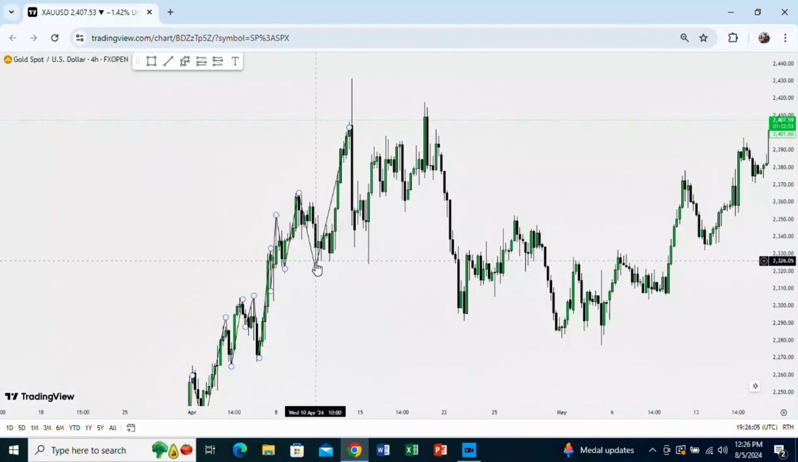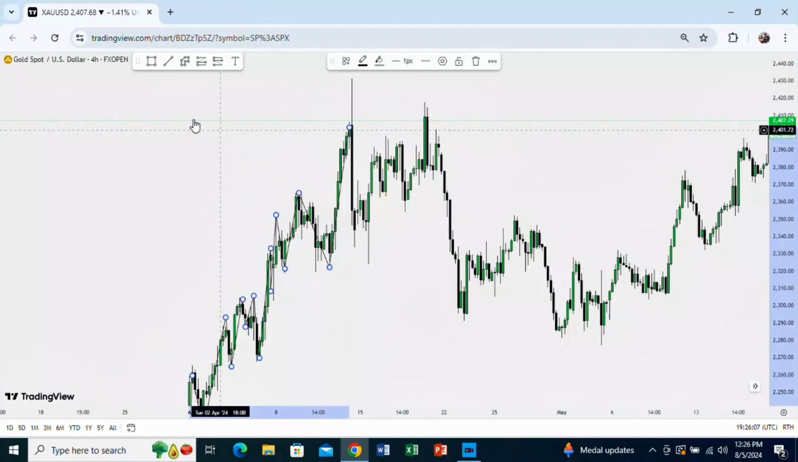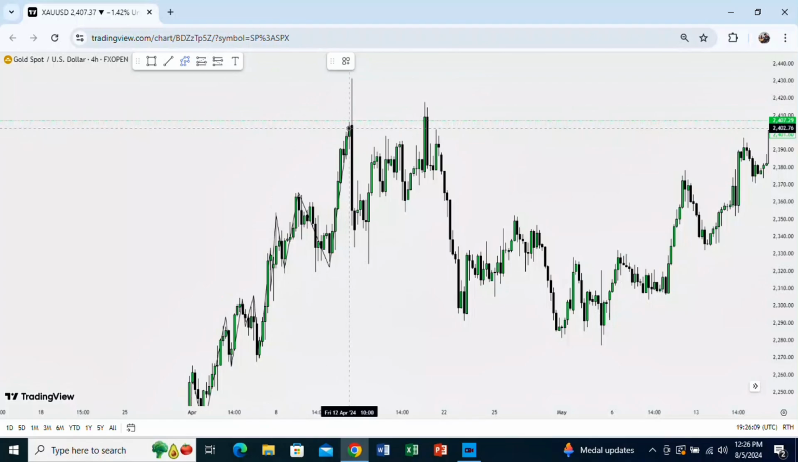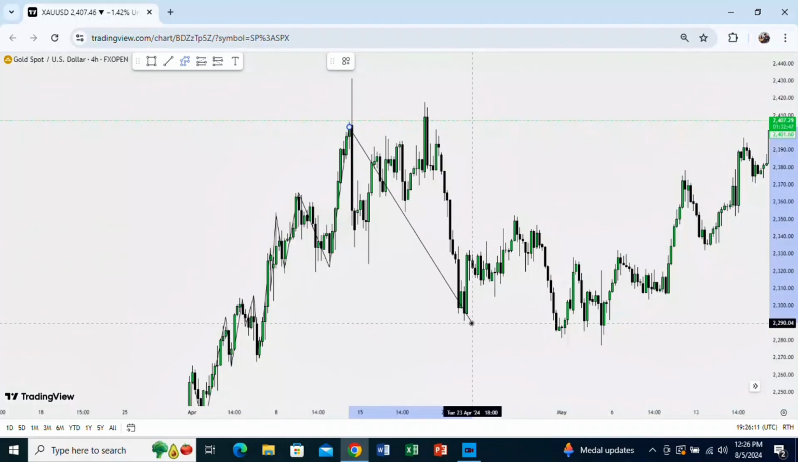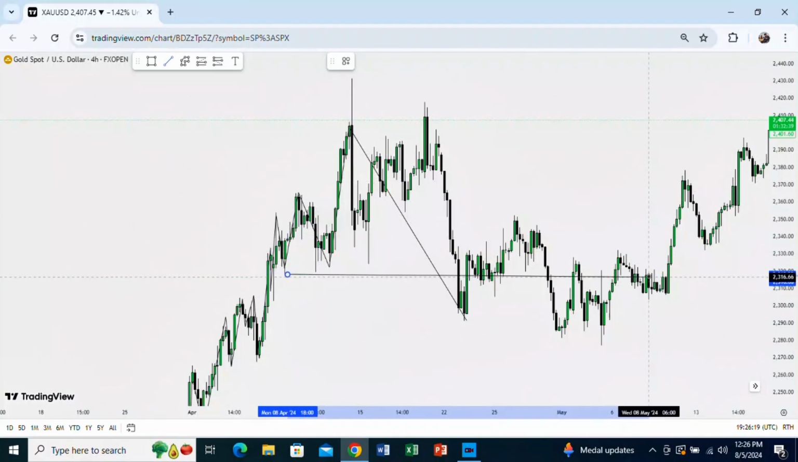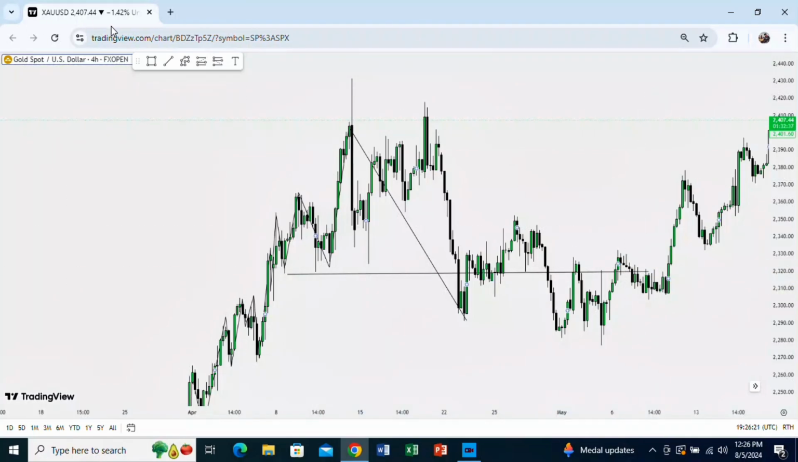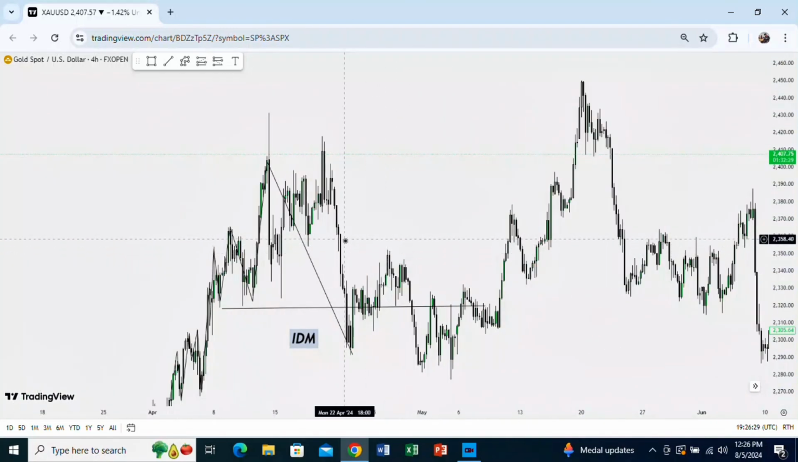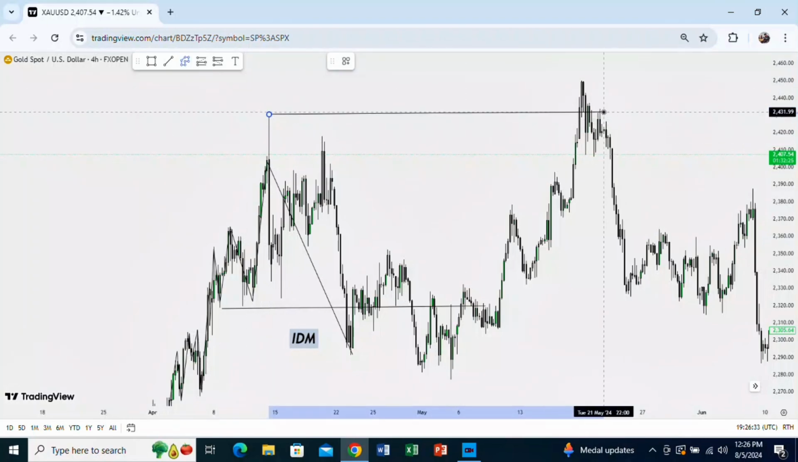Now here you can see that after this breakout structure, the price came down. So we got an IDM because the price swept the low that was made before sweeping the high, these lows. So we will draw this line. And what did we get? We got an IDM here, on the 4-hour time frame. Now after the IDM, what's next? We have to wait for a breakout structure. We won't get an entry.